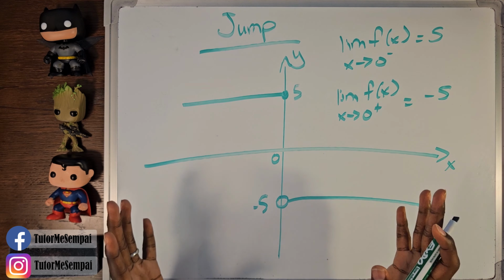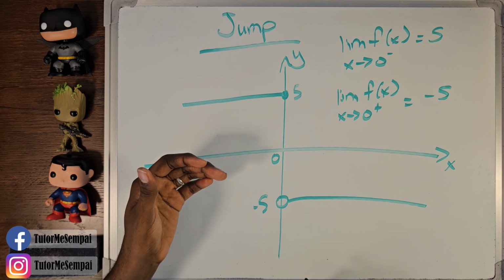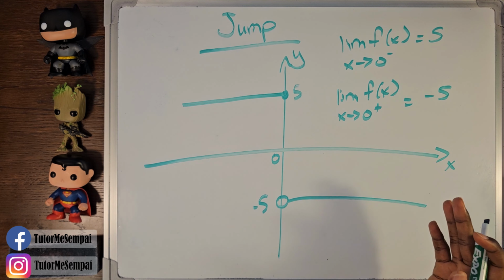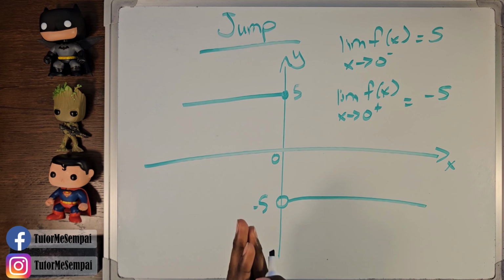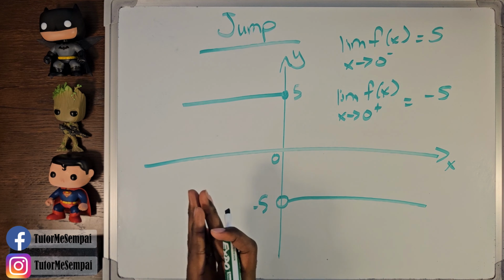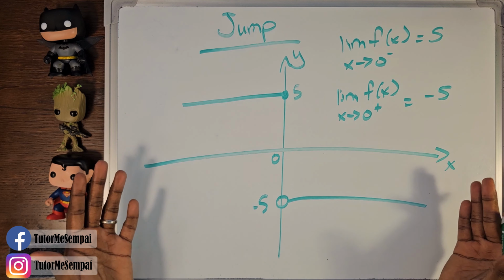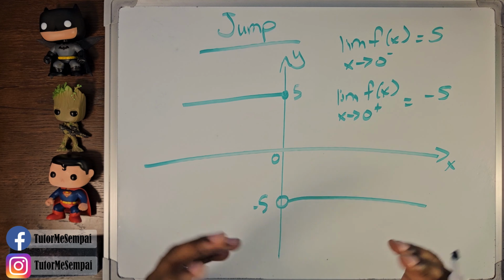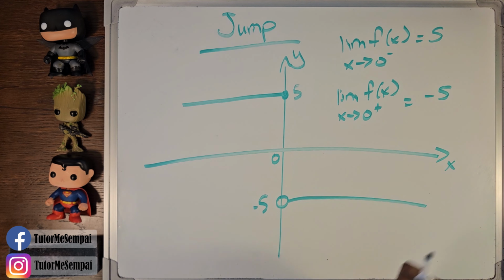But that doesn't mean that all piecewise functions are going to have no limits. You can have a piecewise function and still have limits. And that's because you can have a continuous piecewise function. Perfectly fine. But when you start getting to jump discontinuities like this, then you're not going to have an overall limit. You'll just have left and right hand limits.